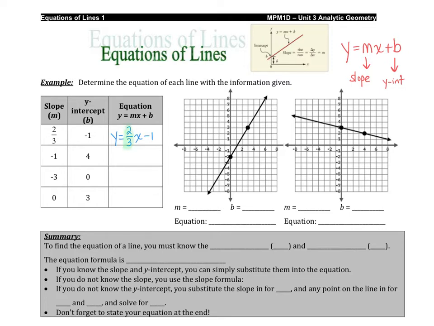So this is the slope, and it goes in for the m. This is the y-intercept, and it goes in for the b. So the next one is y equals -1x plus 4, or you can just write that as -x plus 4.